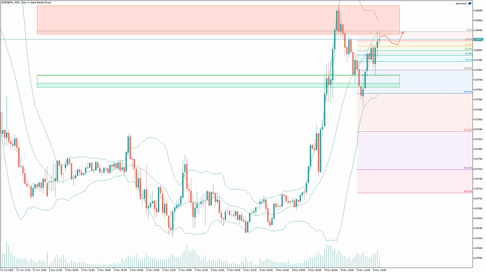The confluence of support levels and the upward trend indicated by the Fibonacci levels create a compelling case for a continued upward bias, with the possibility of retesting previous highs and potentially breaking through them.